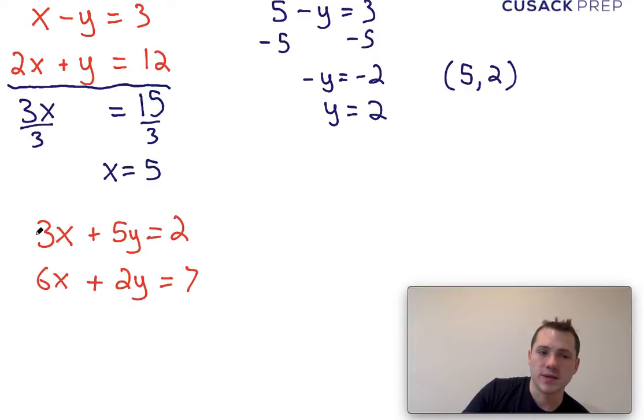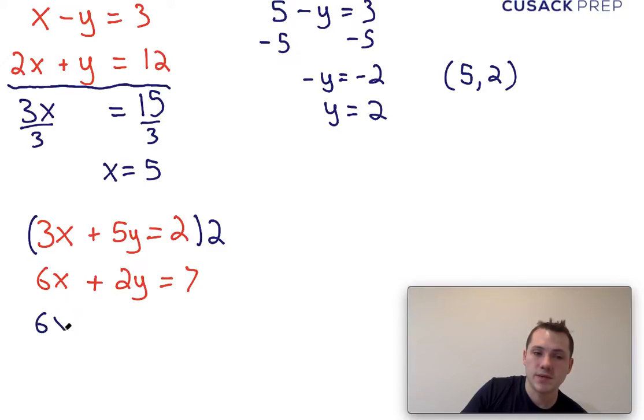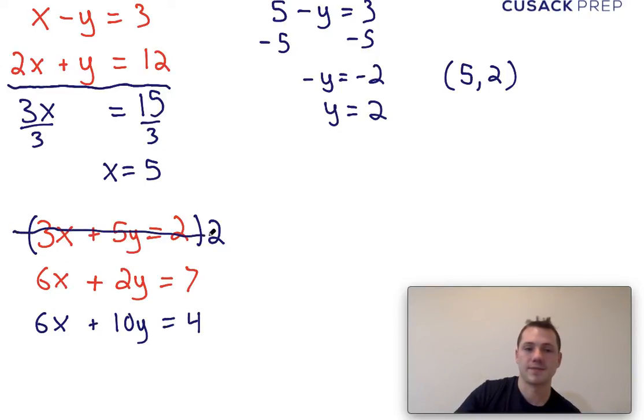One thing I can do is I can multiply the whole top equation by 2. If I multiply it by 2, this is going to become 6x plus 10y is equal to 4. I go ahead and cross that off. Now, here I can't add these, right? Because 6x plus 6x, that's not 0. So what I do is I subtract them.